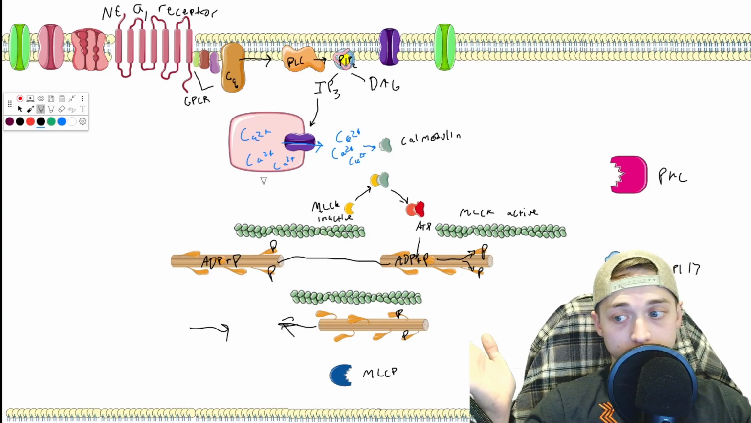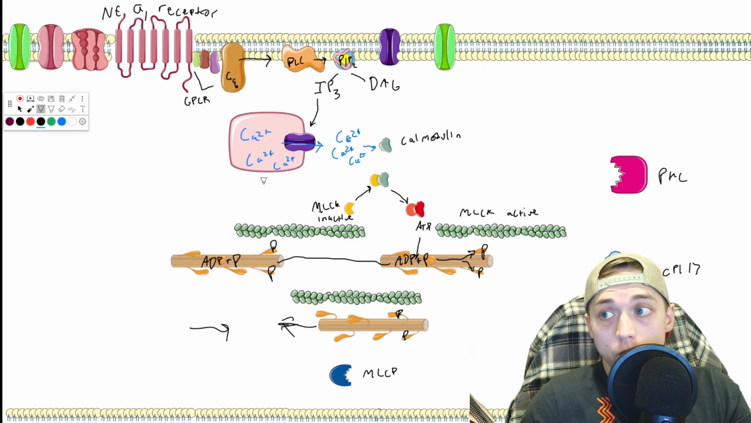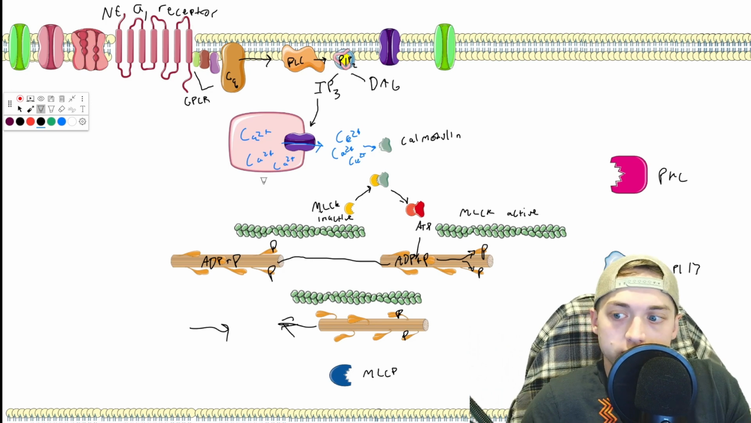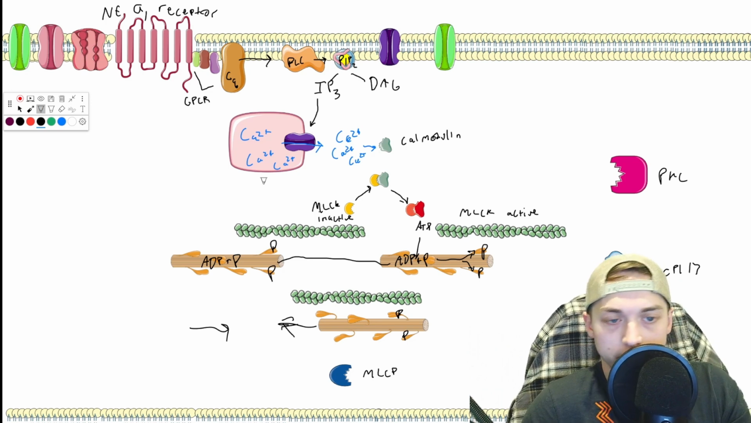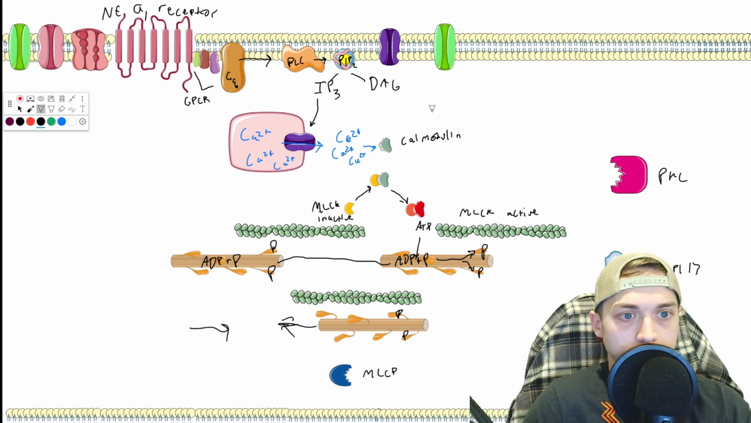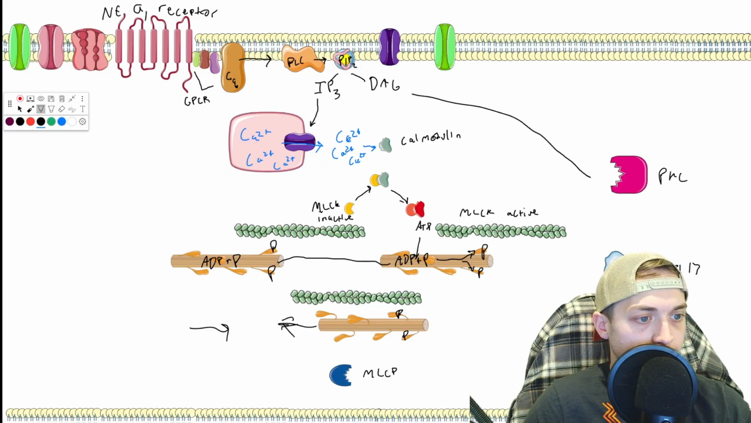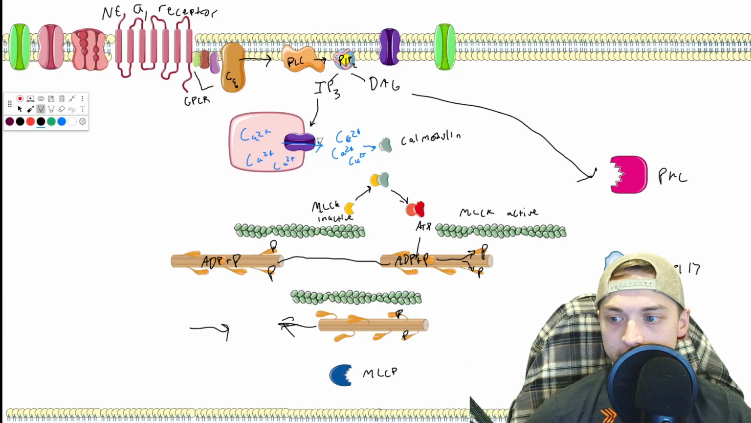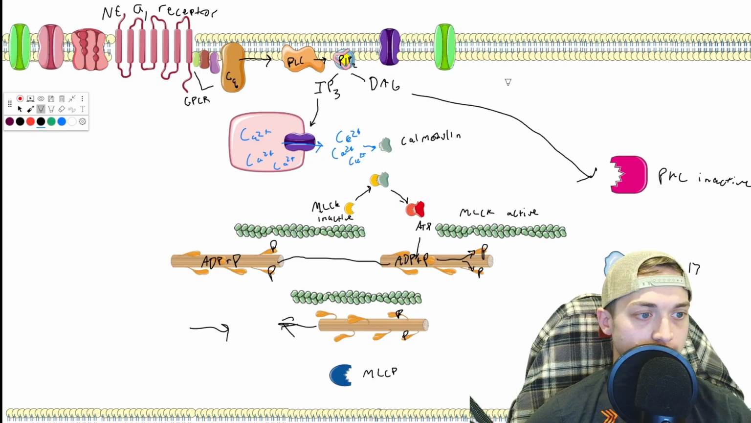Now, I forgot something. What about this diacylglycerol, or DAG, molecule over here? What is this going to do? Well, it is going to come over here and activate protein kinase C. So this is the inactive protein kinase C, and what DAG does is it comes down here and says, hey, get off your butt and do your job. So it's going to become the active protein kinase C.